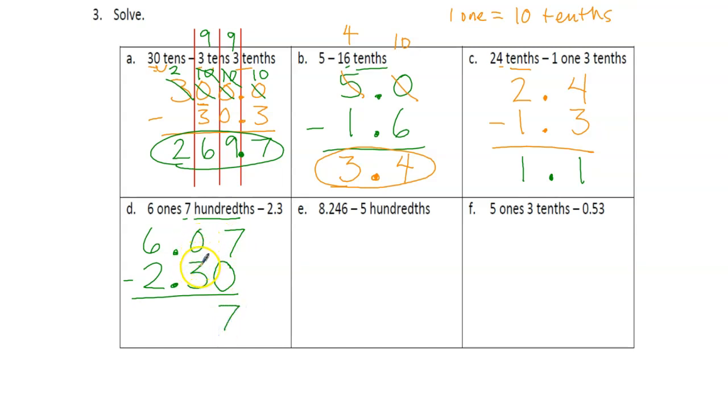0 tenths minus 3 tenths I can't do, so I need to rename one of my ones. So now I'm going to have 5 ones. The 1 that I took away from this to rename, I'm going to rename it as 10 tenths. So now I have 10 tenths minus 3 tenths. 10 minus 3 is 7. Don't forget my decimal. Then I have 5 ones minus 2 ones is 3 ones.